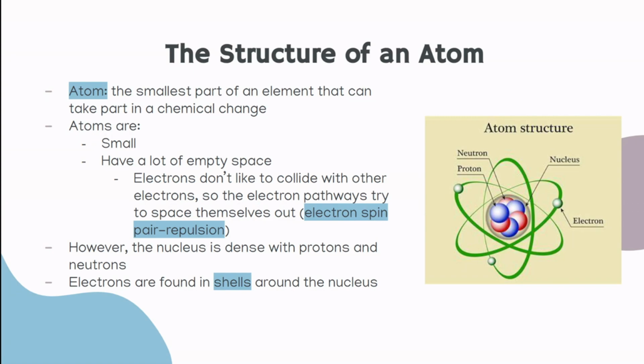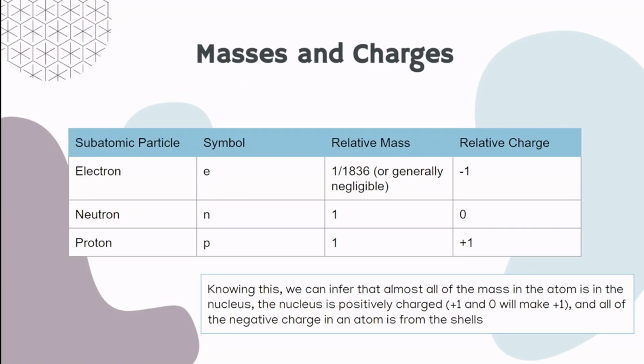Atoms are generally really small. They have a lot of empty space between the shells and the nucleus. However, the nucleus is very dense and it contains a lot of protons and neutrons in that middle.